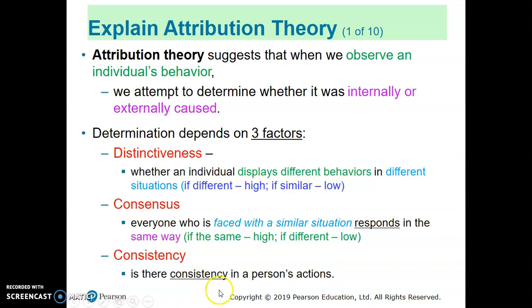Consistency: whether there is consistency in the person's actions. In this situation this person will act like this, in the second situation this person will act like that. If the person acts similarly across different situations and occasions, that means they have high consistency. If the person's actions differ from one situation to another, that means they have low consistency. So to know whether the behavior of the person is caused internally or externally, we look at these three factors: distinctiveness, consensus, and consistency.